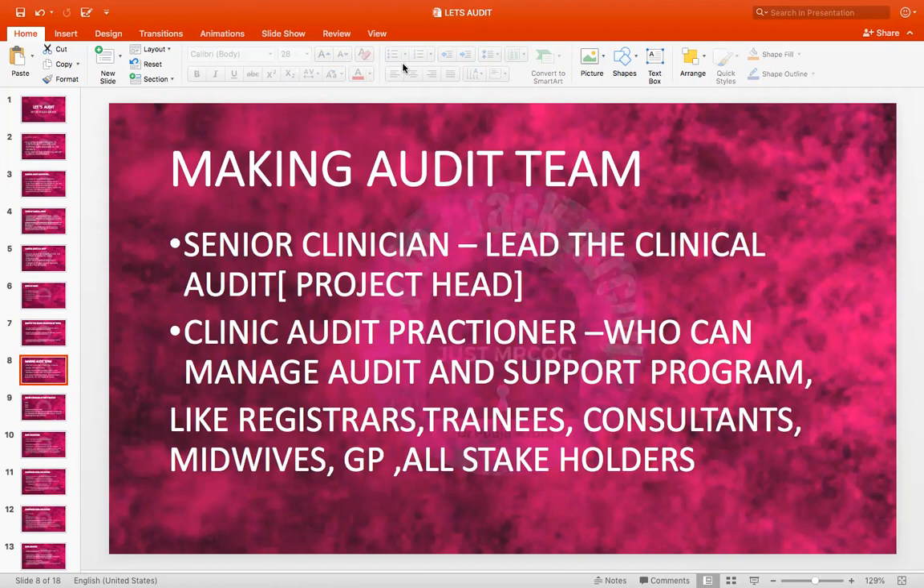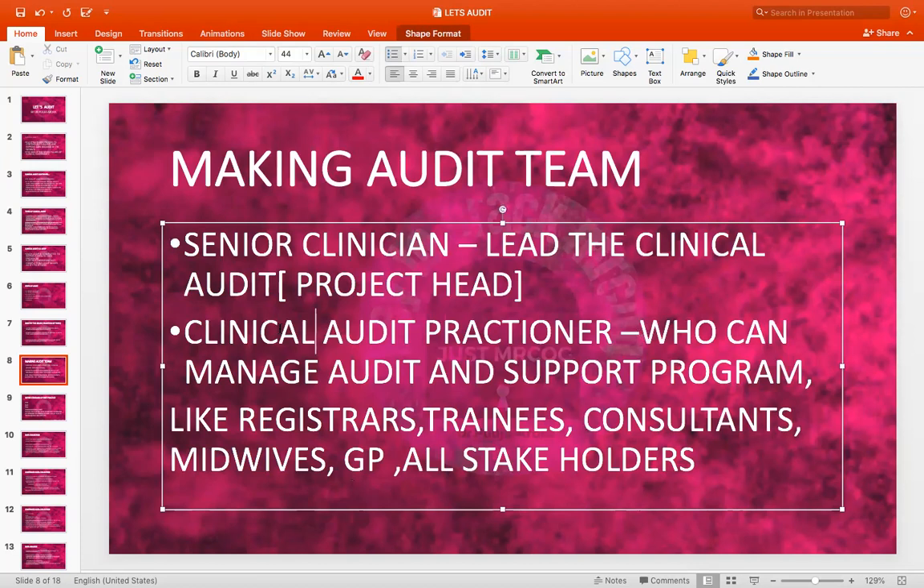The very first thing is going to be a senior clinician who will lead the clinical audit. We call him or her the project head. Second is going to be a clinical audit practitioner who can manage audit and support the program, like registrars, trainees, consultants like obstetrician, pediatrician, gynecologist, midwives, GP. Bottom line is that all stakeholders.